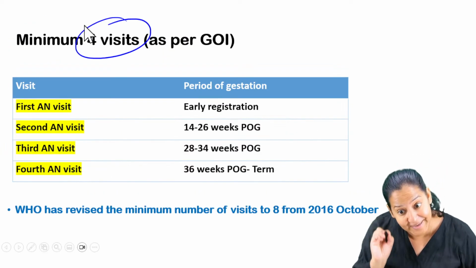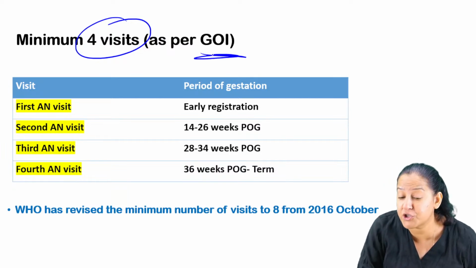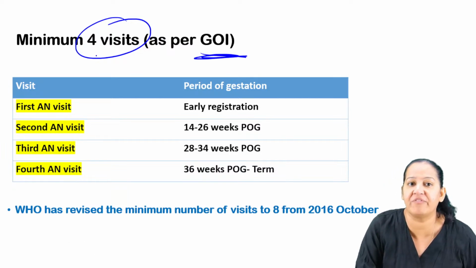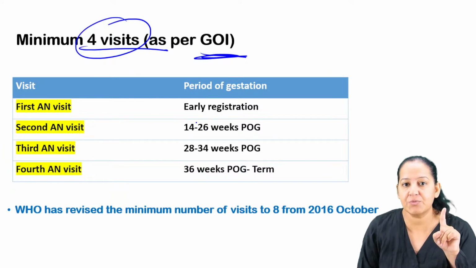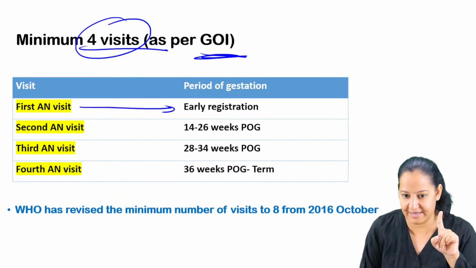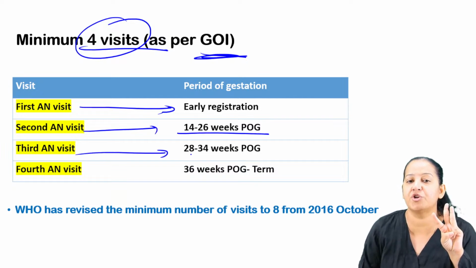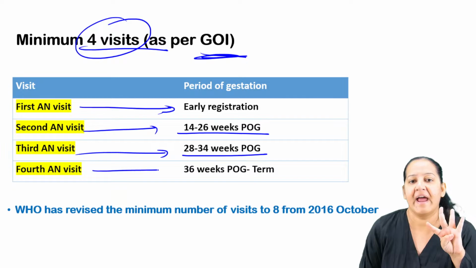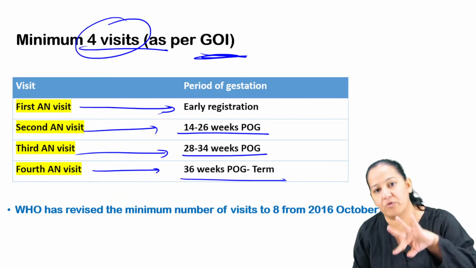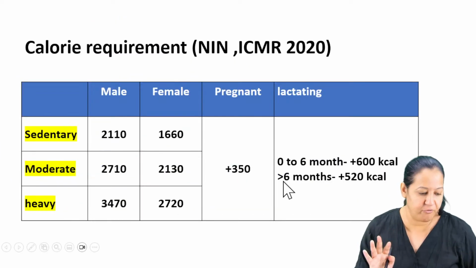If they are asking for minimum, according to Government of India, according to GOI, it is minimum 4 visits. So the first visit should be early registration. That is the first visit. Second visit should be 14 to 26 weeks of gestation. Third should be 28 to 34 weeks of gestation. And last visit 36 weeks onwards till delivery. So minimum 4 visits are required.